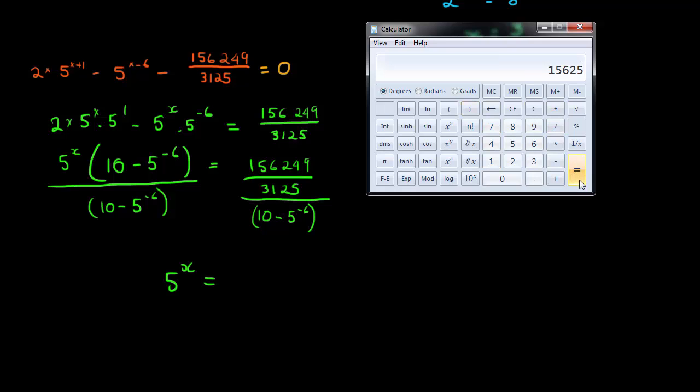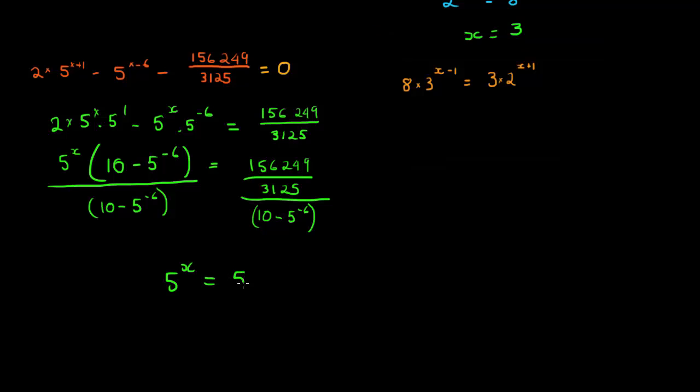And I get 15625. Let's divide this 15625 by 3125, and what do we get? We get just the answer 5. That's beautiful. So we see x is equal to 1.